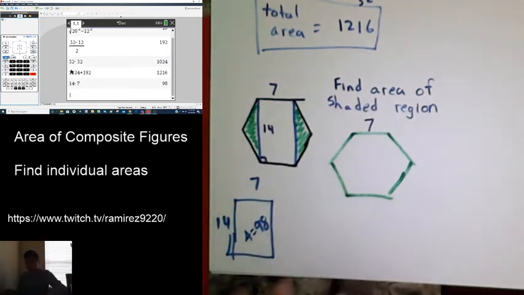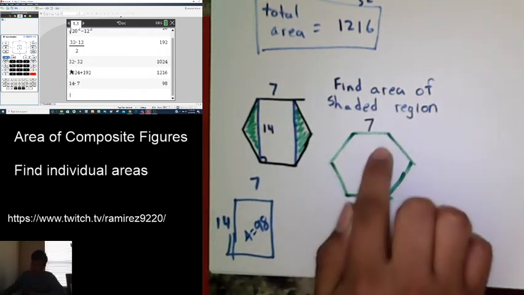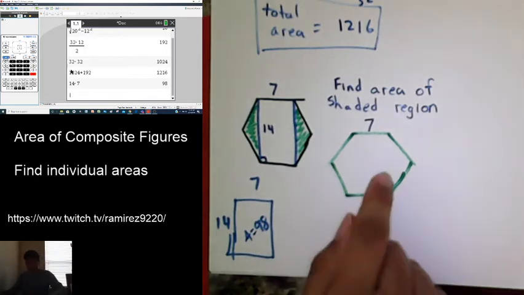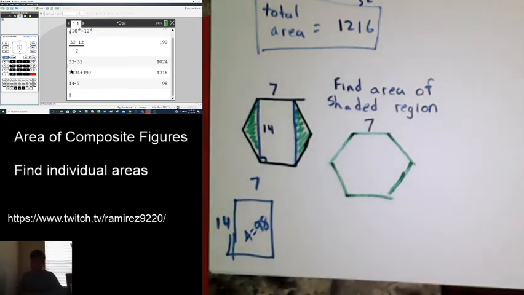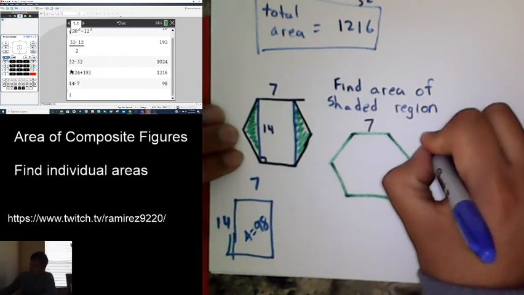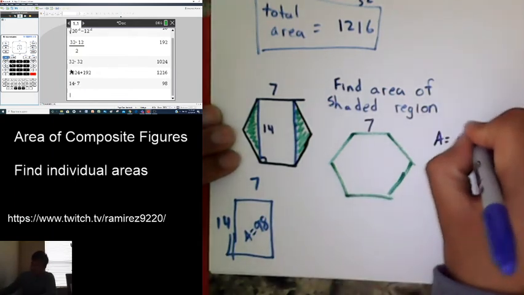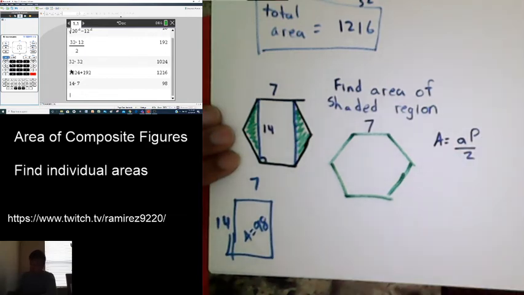Now, since they only want the shaded region, if you think about this popping out and you had to paint it or color it or something, obviously you don't color in the square. So we're going to have to find this area here and then just subtract 98 from it. Now, in order to find the area of a regular polygon, this is a hexagon. Remember, there's a formula that's out there, and it's just area is your apothem times perimeter divided by 2.